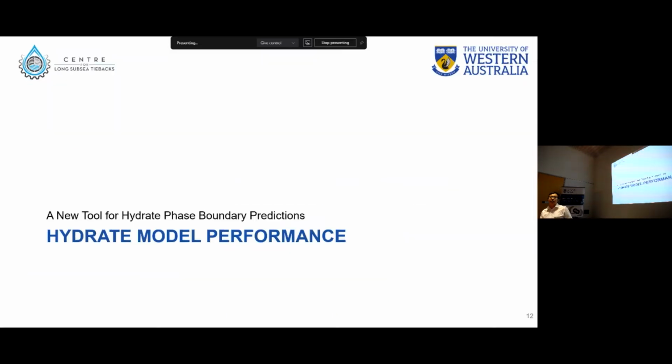So now that I've established the foundation and the limitations with the model, let's look at some of the preliminary results for the hydrate model performance.